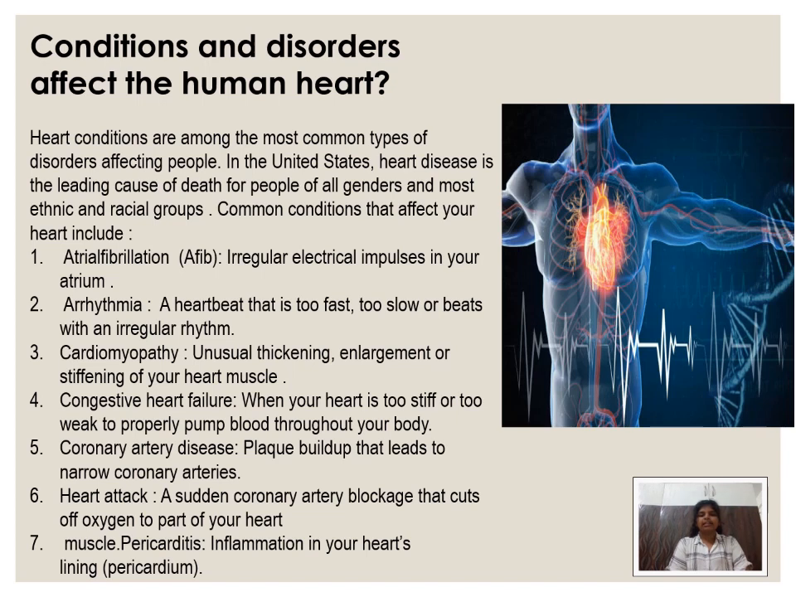Atrial fibrillation is irregular electrical impulses in our atrium. Arrhythmia. A heartbeat that is too fast, too slow, or beats with an irregular rhythm. Cardiomyopathy. It is an unusual thickening, enlargement, or stiffening of our heart muscle. Congestive heart failure. When our heart is too stiff or too weak to properly pump blood throughout our body.